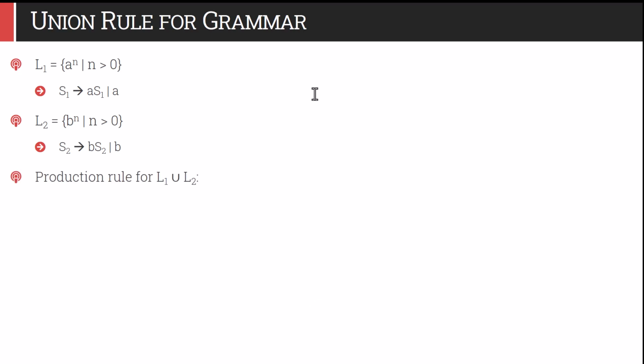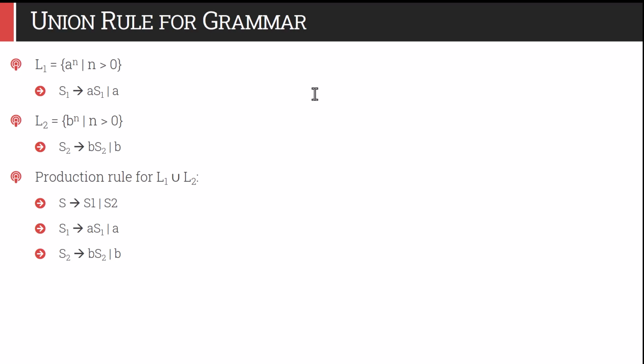We can generate all the strings by taking the union of these 2 grammars in the following way. We just have to create one more production S, which will select either a string from S1 or from S2. And we already have productions for S1 and S2. So when we use this capital S production, it will form the union of all the strings from L1 and L2. So that is a very simple rule. We just have to create one additional start symbol, and that should point to all the possible productions in the grammar.